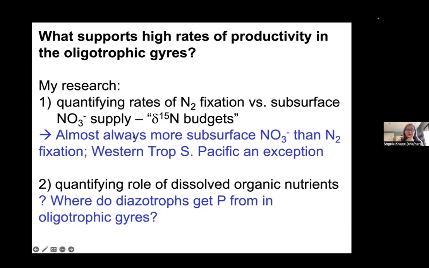So to summarize the results of the delta N15 budgets, in most parts of the global ocean, I would argue that subsurface nitrate is supporting the majority of export, even in stratified systems. The exception to this is the Western Tropical South Pacific, where we're finding really high rates of nitrogen fixation that support export production.